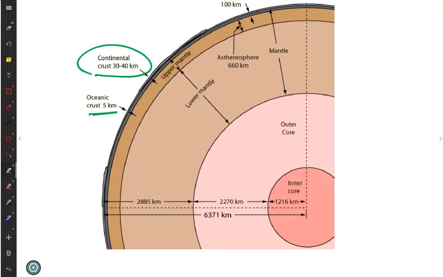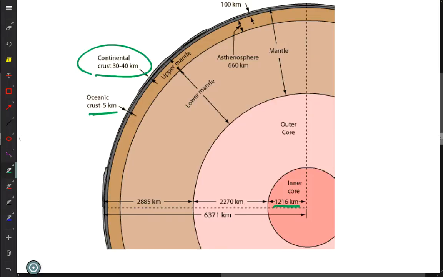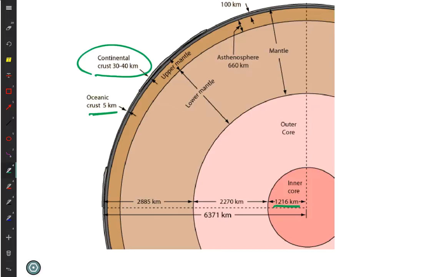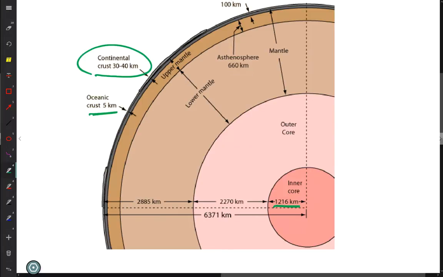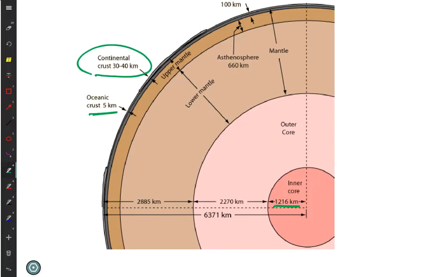You can see the numbers here. The inner core, 1,216 kilometers, that they believe is solid. So we would probably never be able to drill there. No, although in the movies they did.